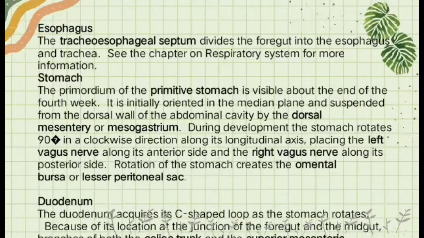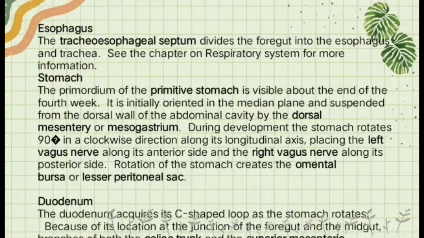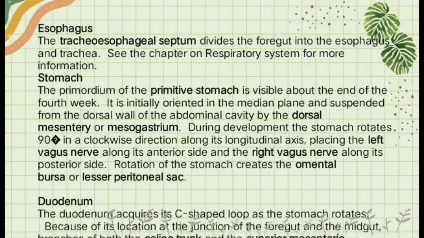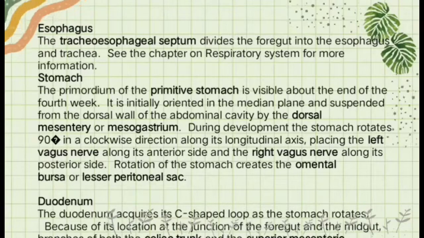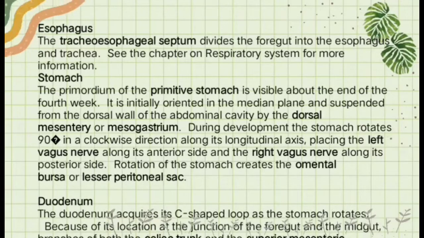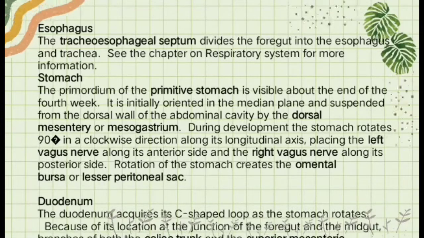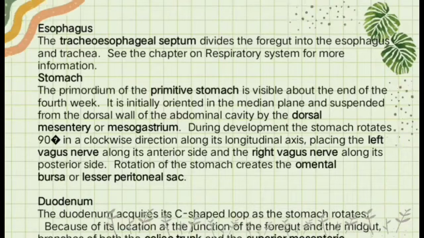Stomach. The primordium of the primitive stomach is visible about the end of the fourth week. It is initially oriented vertically and suspended from the dorsal wall of the abdominal cavity by the dorsal mesentery, or mesogastrium. During development the stomach rotates 90 degrees in a clockwise direction along its longitudinal axis, placing the left vagus nerve along its anterior side and the right vagus nerve along its posterior side. Rotation of the stomach creates the omental bursa, or lesser peritoneal sac.